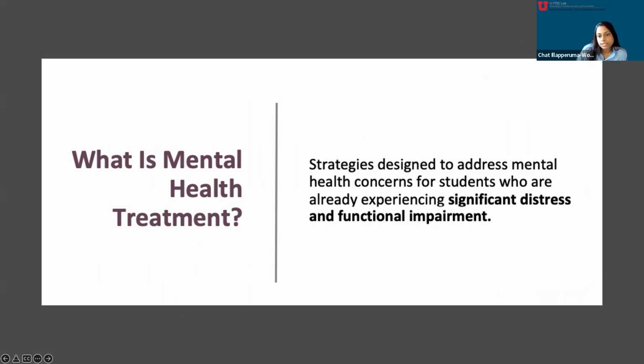So mental health treatment services and supports, or what we call tier 3. Previously I spoke about tier 2, the early intervention. Now this is mental health treatment, which we call tier 3. These are strategies to address mental health concerns for students who are already experiencing significant distress or functional impairment. This is different from tier 2, because for tier 2, we generally target students who are experiencing mild concerns or are at risk, compared to tier 3, where we're targeting students who are already experiencing significant distress or impairment.